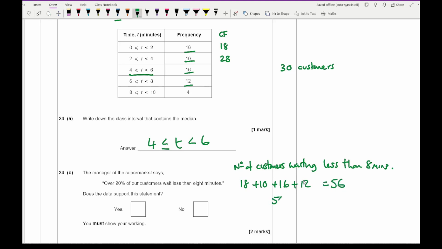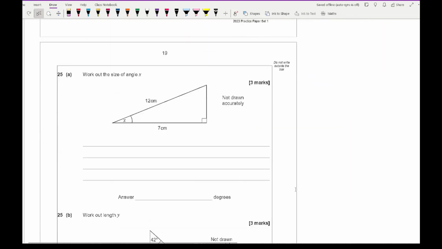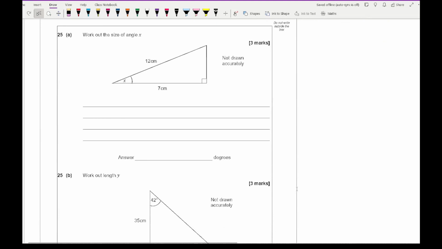So then I need to work out the percentage. So it's 56 over 60 multiplied by 100, and it gives me an answer of 93.3 recurring percent. And so is that over 90%? Well, yes. And again, the working out is 56 over 60 times 100 equals 93.3%, which is greater than 90%. Now, you could have written that in words and that'd be absolutely fine, but something along those lines would be absolutely fine. Moving on to question 25, it says work out the size of angle X.